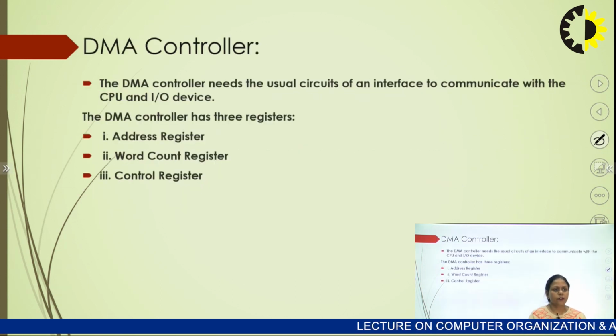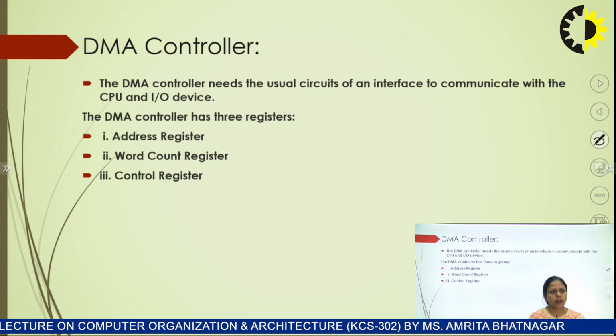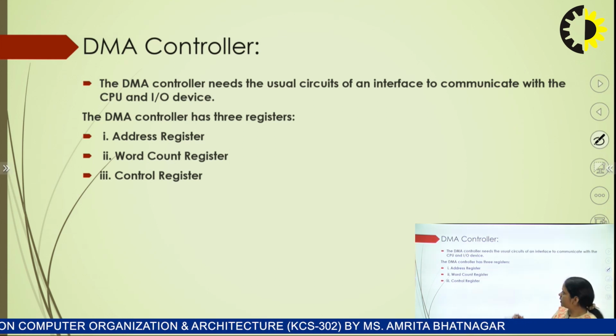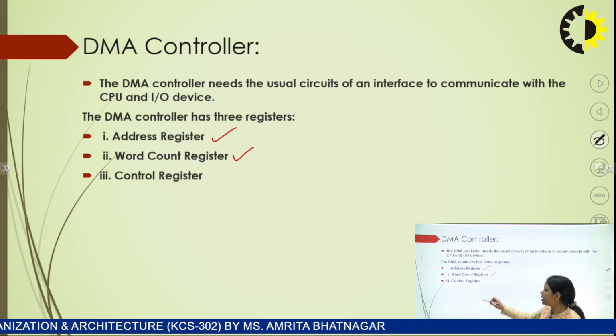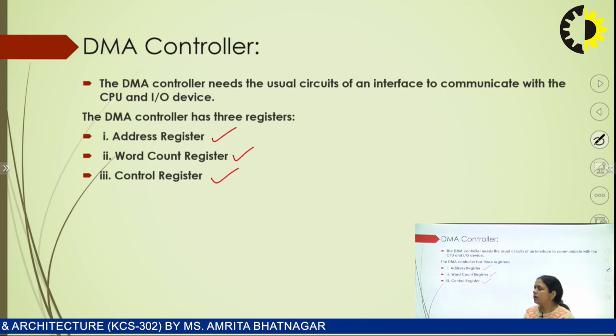Now, we should understand the meaning of the DMA controller. The DMA controller needs the circuit of interface to communicate with the CPU and IO devices. We have three registers in the DMA controller. First one is the address register, second one is the word count register, and third one is the control register.